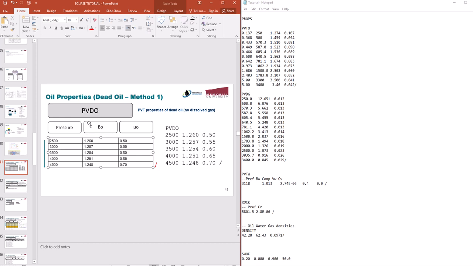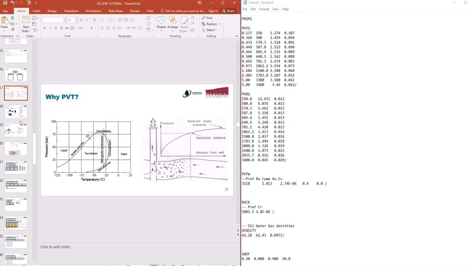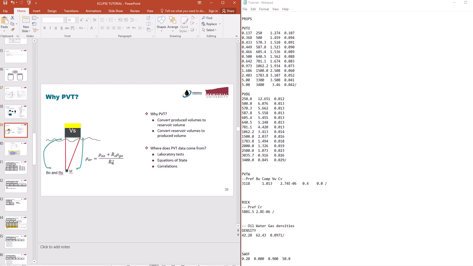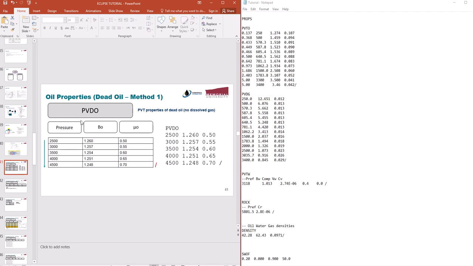Why do we need to provide this table? Because based on the BO, the formation volume factor, Eclipse can calculate densities. So the first keyword is PVDO, and it is used for the case that you have a dead oil, okay, and it should be in the format of a table, and the table is going to finish with a slash. So if you have different tables, you need to have a slash at the end of each table and another slash at the end of all the tables.